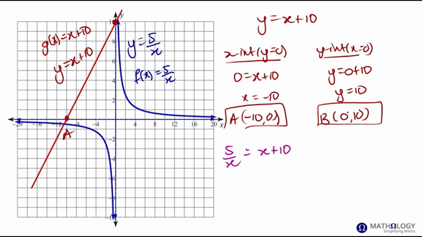then if we look at what we're required to do here, 5 over x equals x plus 10, they're basically saying 5 over x, which is f of x, must equal x plus 10, which is g of x. So what that means, because f of x and g of x are y values, is: where are the two functions equal to each other? So where do the two functions intersect?